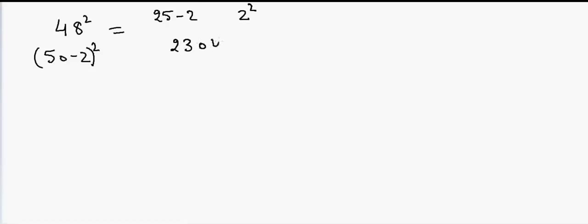Hi everyone, in this video we'll talk about some quick math tricks which can be used for faster calculation without using a calculator. First we'll start with numbers which are close to 50, and how to take the square of those numbers. For example, if we have 48 squared, how will we calculate this? 48 is close to 50, so it is (50 minus 2) squared. In this case we subtract 2 from 25, and then we do 2 squared. So the answer will be 2304.